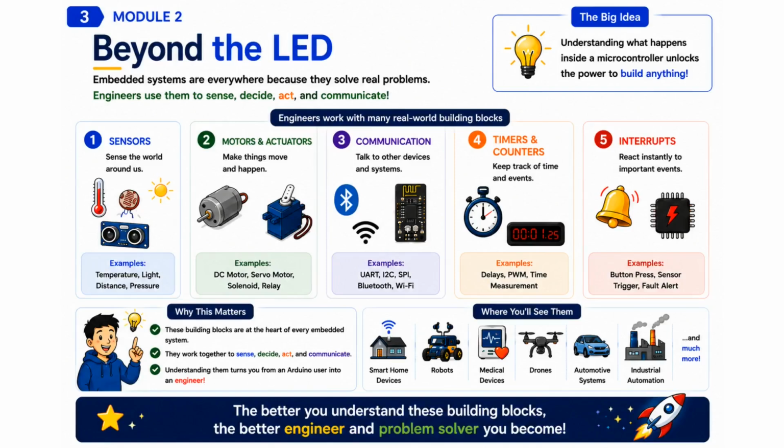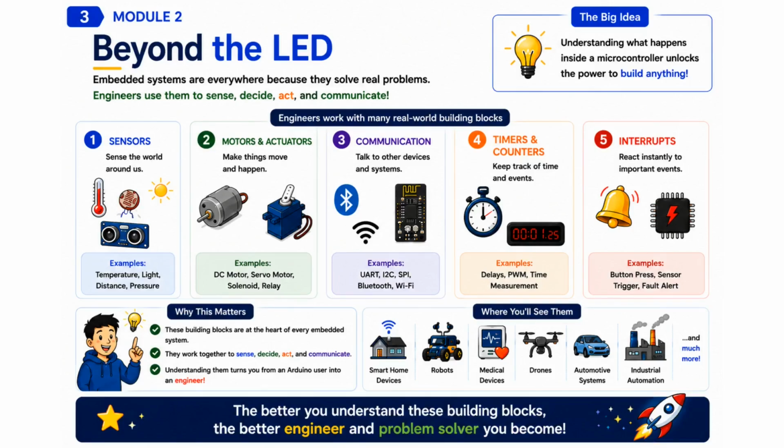So far, we focused on switching an LED on. But real embedded systems do much more than that. They solve real problems in the world around us. Engineers use embedded systems to sense, decide, act, and communicate. To do that, we need several important building blocks. The first building block is sensors. Sensors allow a system to understand its environment. They can measure temperature, light, distance, pressure, and many other physical quantities.